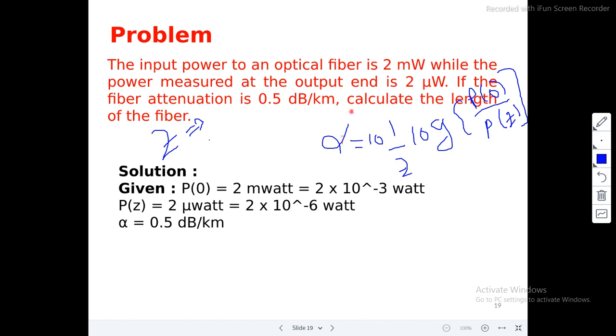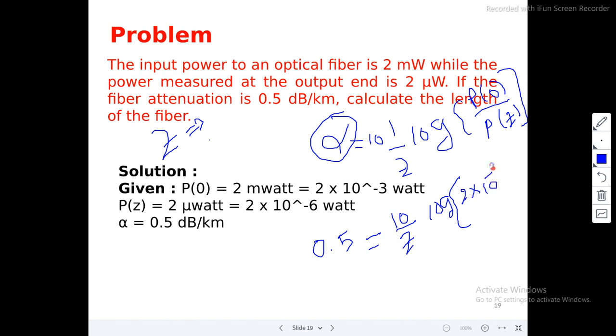You know the value of alpha, so directly substitute. Alpha is equal to 0.5, which equals 10 by Z, the value of Z I don't know, into the logarithm of P of 0 by P of Z. The value of P of 0 is 2 into 10 to the power of minus 3, divided by P of Z, which is 2 into 10 to the power of minus 6.